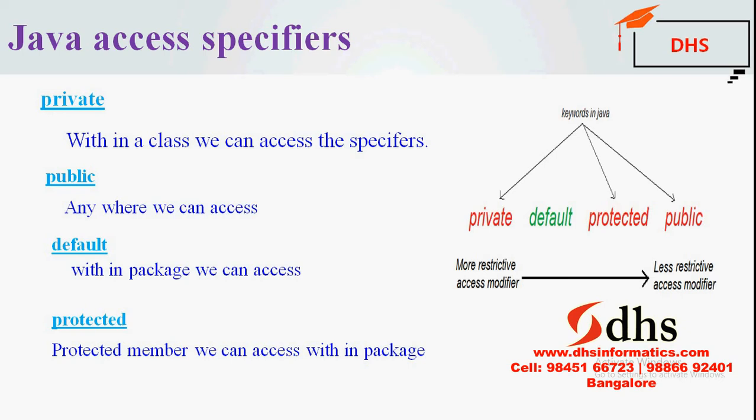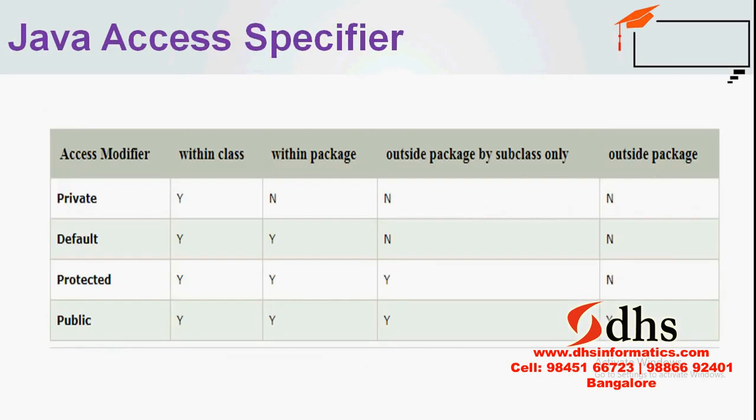So here you can see private means within a class only. Default means within a class, within a package. Protected means within a class, within a package, and outside the package by subclass only. Public means anywhere. Next we have OOPS.